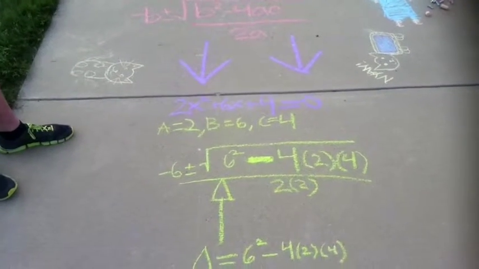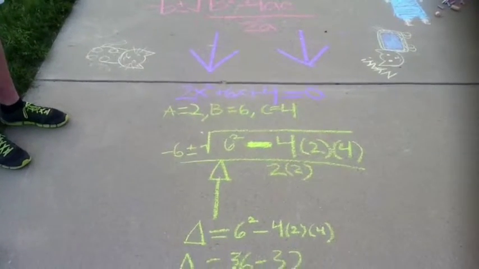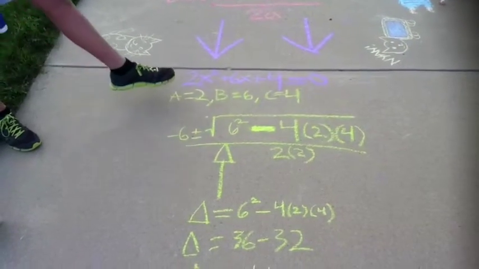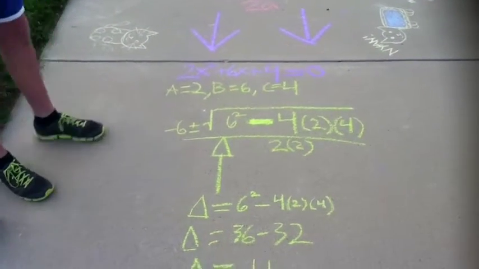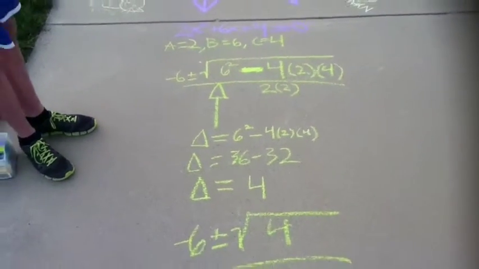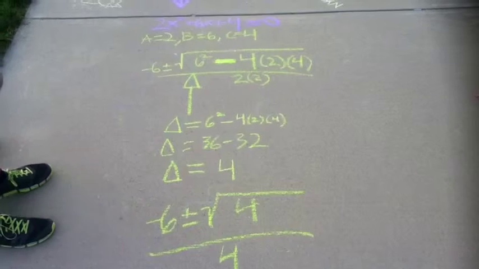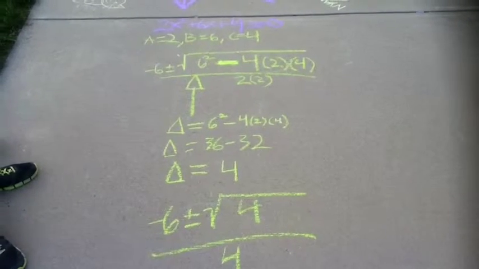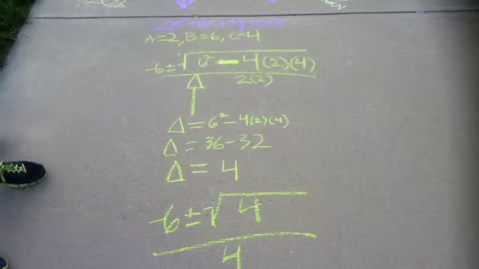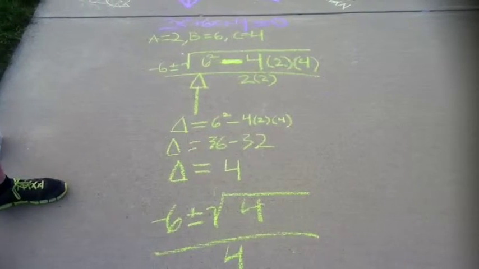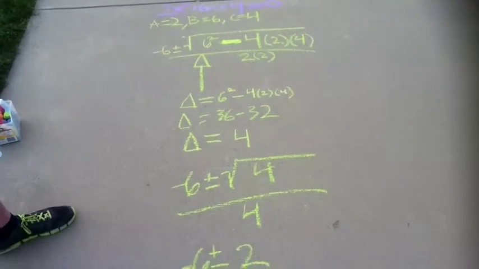2x squared plus 6x plus 4 equals 0. And here's A, B, and C. Plugged it into the equation, made it negative 6x plus or minus the square root of 6 squared minus 4AC, which is 2 and 4, over 2 times 2.